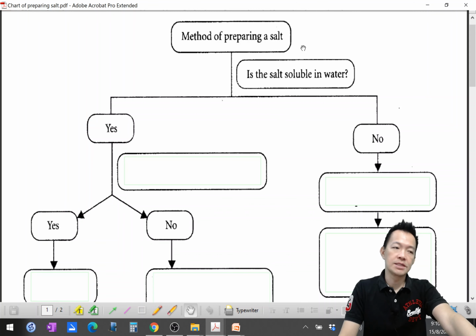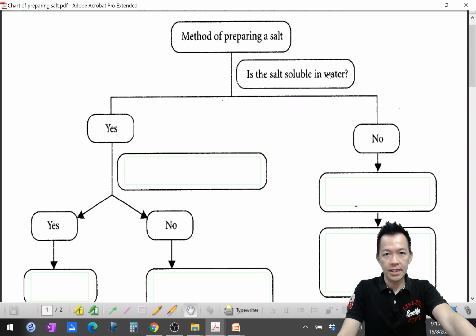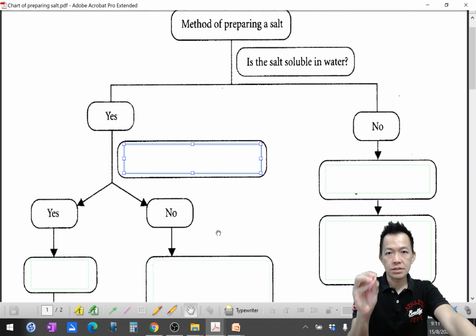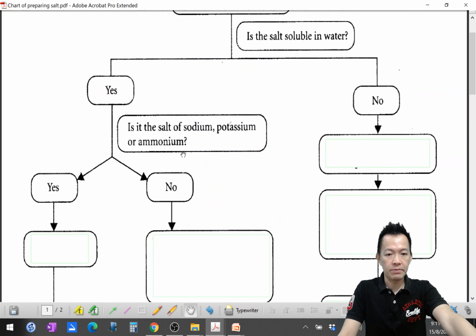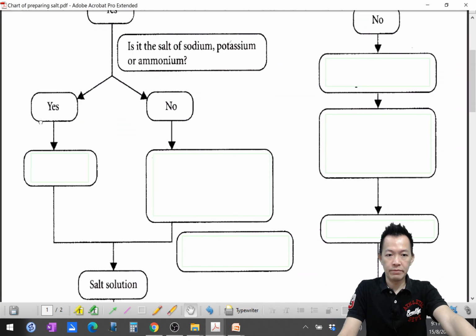Number one, when you want to make the salt, you have to ask yourself, is the salt soluble in water? 那些盐呢，能不能溶解在水里面？If yes, if the salt is soluble, you have to ask yourself again, is the salt a potassium, sodium, or ammonium salt, or others? 它是不是 potassium, sodium, ammonium 的盐？Or maybe it is others, 它是其他的。Okay, if yes and no, the method will be different. If yes, this is our first experiment to make the salts.